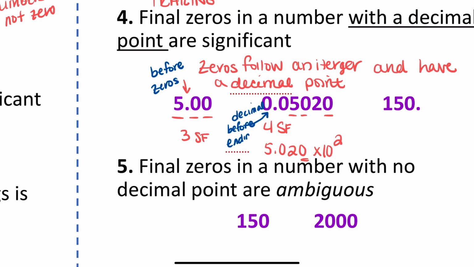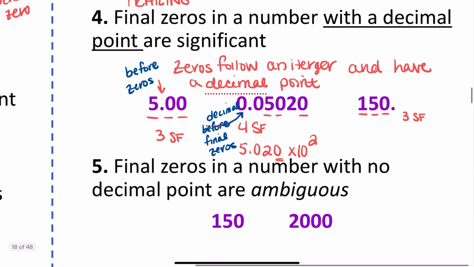Let's call that what it says on the slide. I forgot about that. Sorry. It's before final zeros. Okay, so that is 4 sig figs. Now 150 with a decimal place, this has 1, 2, 3 sig figs.